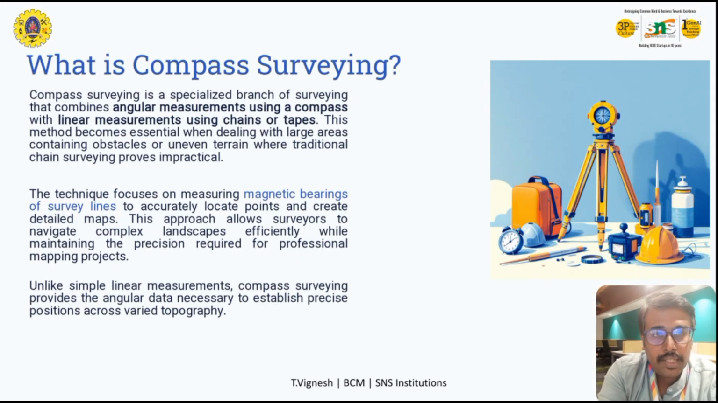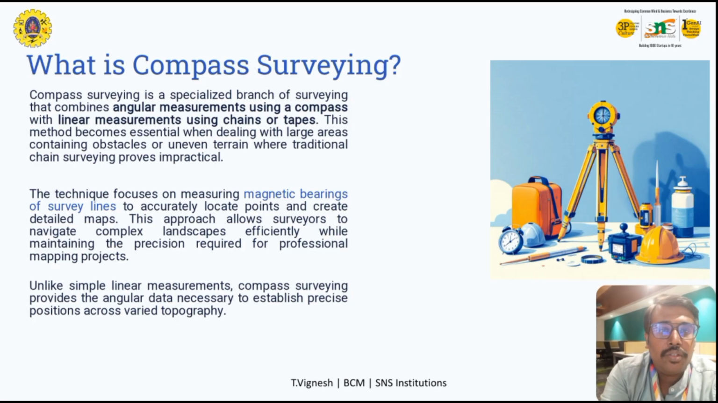Compass surveying is a specialized branch of surveying that combines angular measurements using a compass with linear measurements using a chain or tape. Nowadays, instead of a chain, we are using tape. Both chain and tape are used for linear measurements, and for angular measurements we definitely use the compass. This method becomes essential when dealing with larger areas containing obstacles or uneven terrain, where traditional chains are not even possible to use.